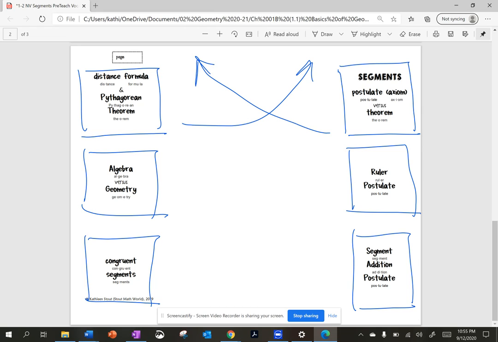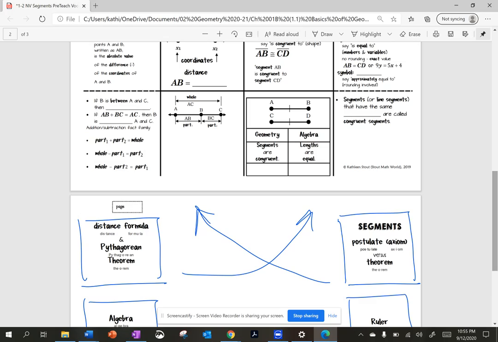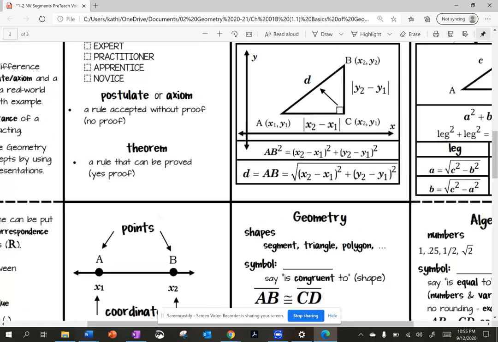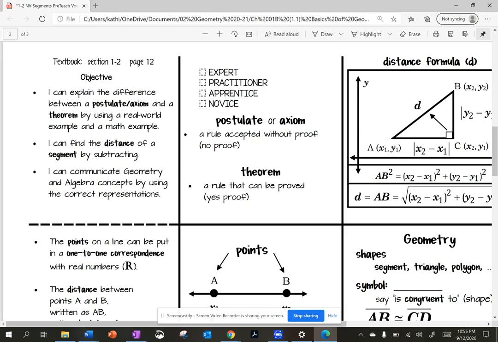And if you're printing these out, you're flipping it on the short side, and the vocabularies are on the reverse side as the inside. All right, so let's start out with what is our learning objective? I can explain the difference between a postulate, or also called an axiom, and a theorem by using a real-world example and a math example. I can find the distance of a segment by subtracting, and I can communicate geometry and algebra concepts by using the correct representations.